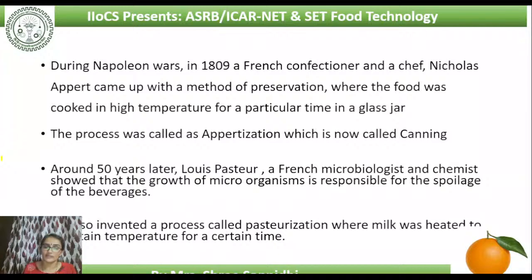After finding this, he also invented a process called pasteurization, where milk was heated to a certain temperature for a certain time. Even now we use this method of pasteurization. So, who was the person who invented the process of pasteurization? Yes, he is Louis Pasteur. And who invented appertization? It was Nicolas Appert.